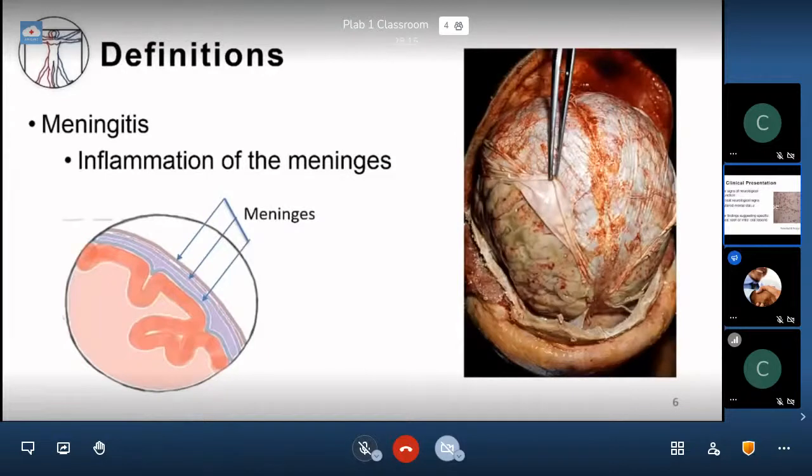Meningitis is inflammation of the meninges. You can see here in the photo of a patient who died from meningitis due to strep pneumoniae that when there is inflammation of the meninges, they become thickened and no longer translucent. Patients who have meningitis will have fever, headache, and stiff neck, or nuchal rigidity.